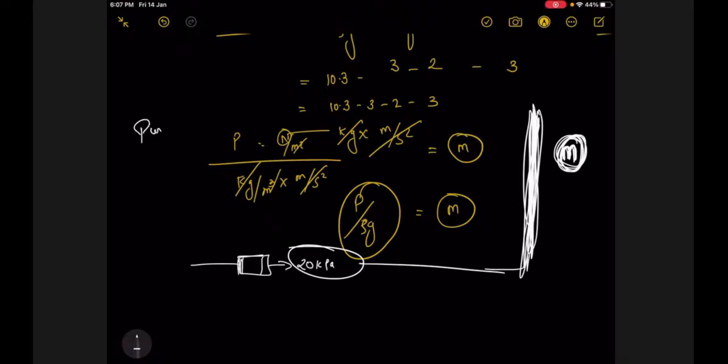Only in Bernoulli's equation you will see that the calculations related to the pump are done in meter. Got it? Okay.